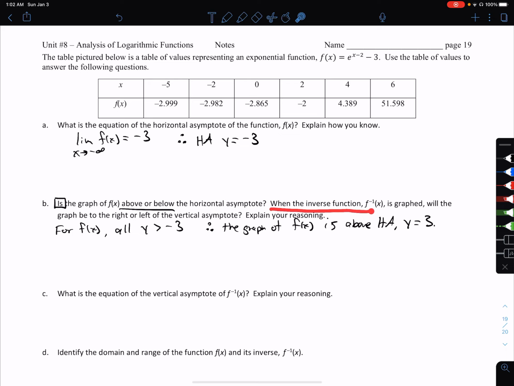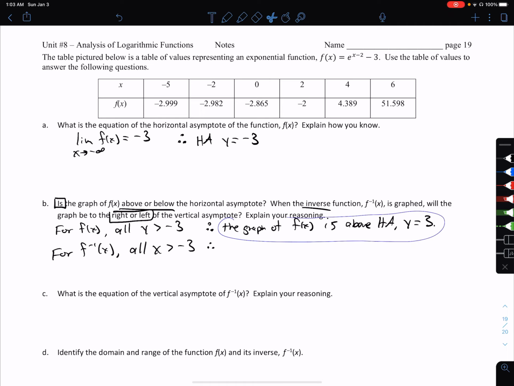When the inverse function f inverse of x is graphed, will the graph be to the right or to the left? So we're talking about the inverse now. We want to know if it's right or left. Well, for f inverse of x, if for f of x all the y values are bigger than -3, for f inverse, all the x values must be greater than -3, which tells us the graph of f inverse is going to be to the right.